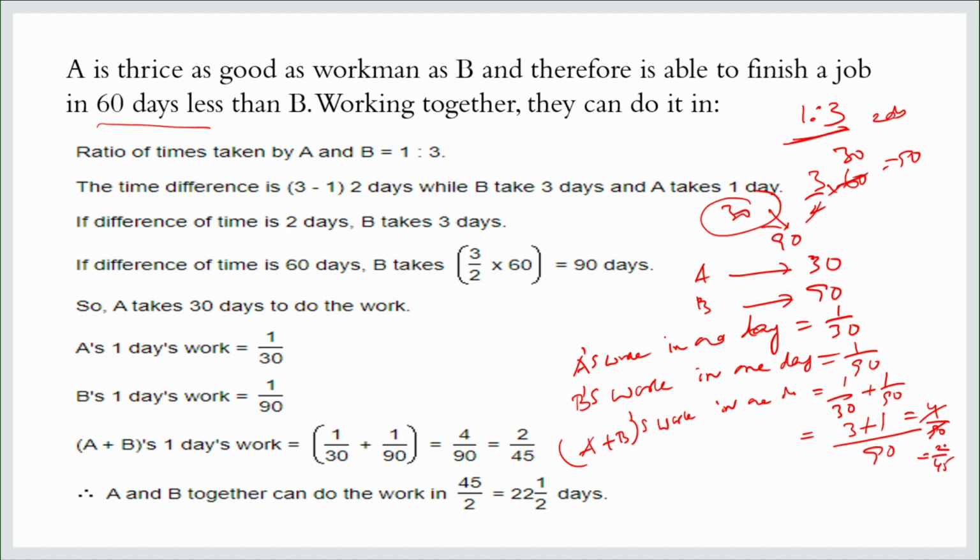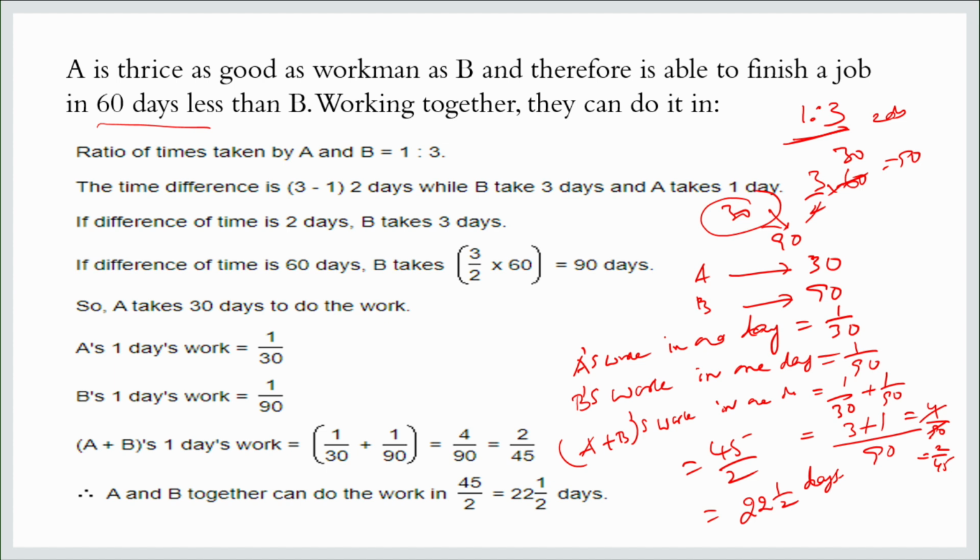Okay. So, when A and B work together, the number of days taken to complete the work is 45 by 2. 45 by 2 means 22 and 1 by 2 days. Understand? This one is based on the ratio of work done. The ratio of the work done by A and B is given. It is simply 1:3. It is given and clear.